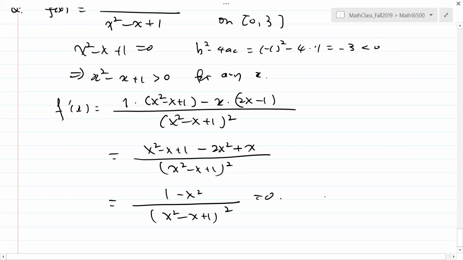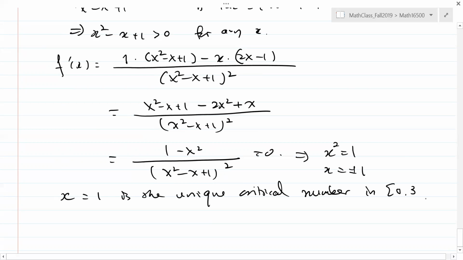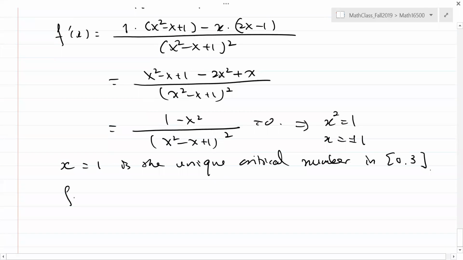If this is 0, x squared should be equal to 1, and x should be plus minus 1. But we are on the interval from 0 to 3. So x equals 1 is the unique critical number in the interval from 0 to 3. So there's only one critical number in the interval, and the 2 endpoints. Let's take a look at the values.